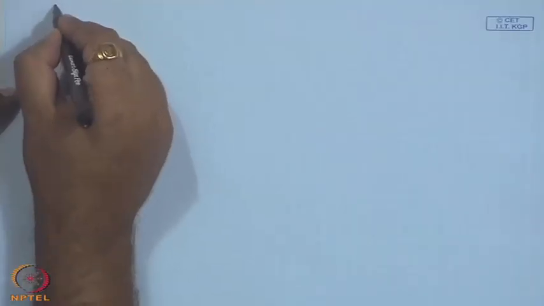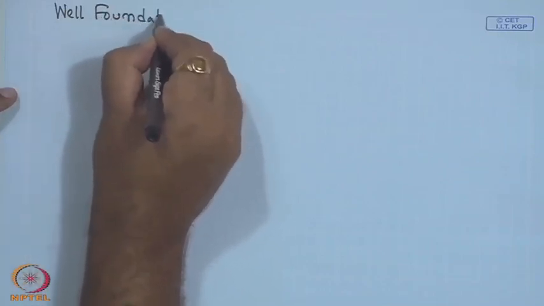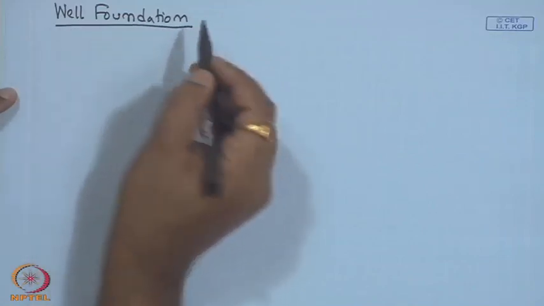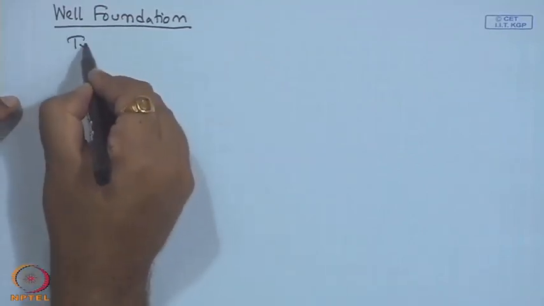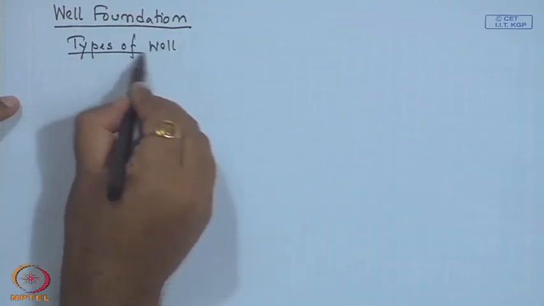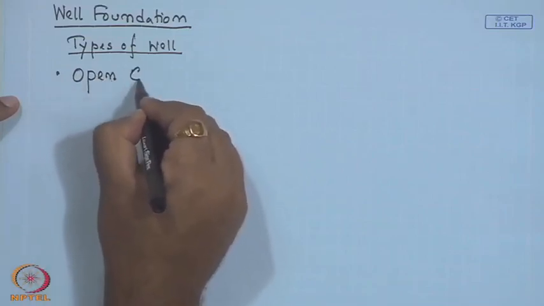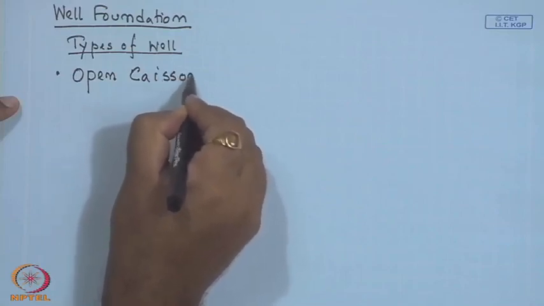As I mentioned, this is used for heavily loaded structures. What are the different types of well foundation? Depending upon the construction methodology, there are different types of well foundation. The first type is called open caisson, or open well.